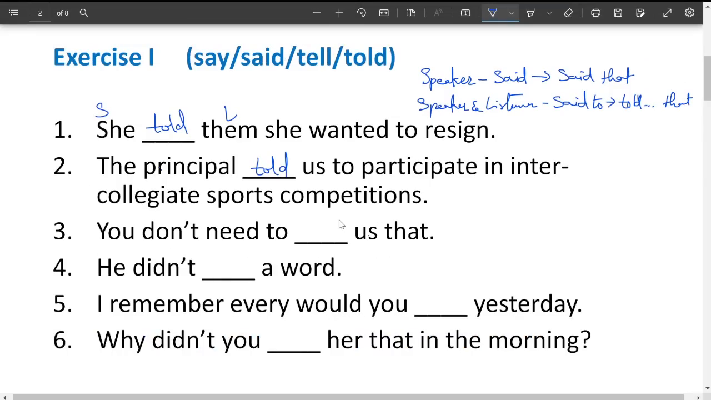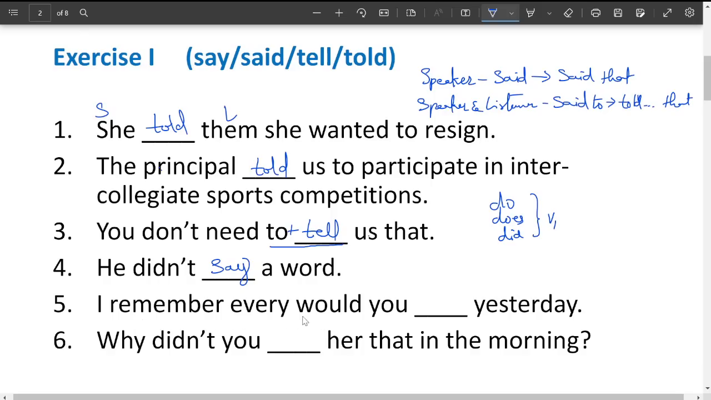Now look at the next one. You don't need to dash us, you don't need to tell us. Okay, this is to plus v1 case. This is the rule which you have to remember. To is followed by v1 in English. If at all any verb is used after to, that must be only v1. Next one, he did not dash. Do forms, that means do, does, did in English, are only followed by V1. Okay, he did not dash a word. What you can use here? He did not say a word or he did not tell a word. Both can be used. Okay, did not say or did not tell.